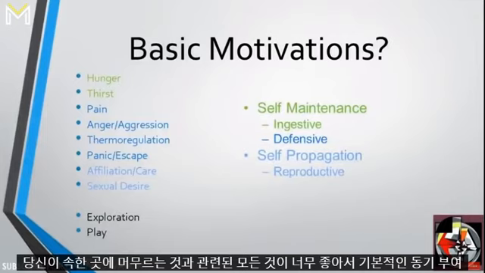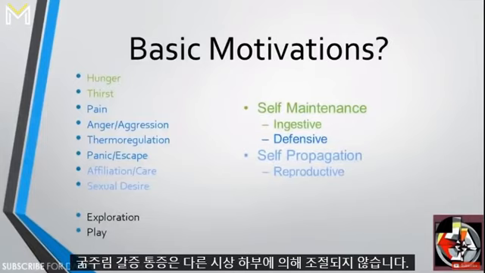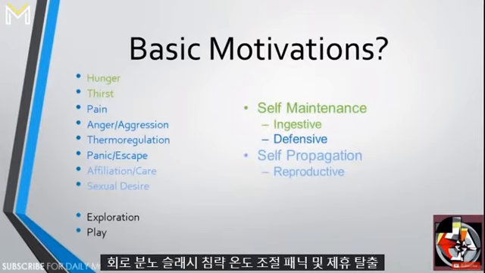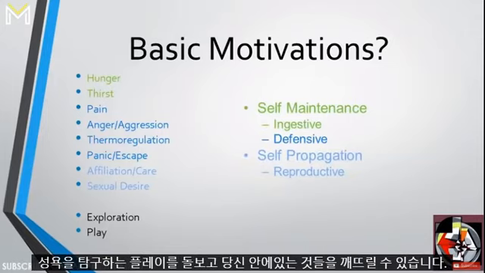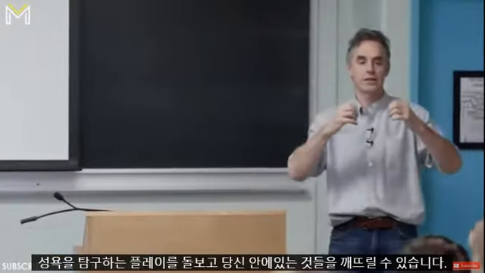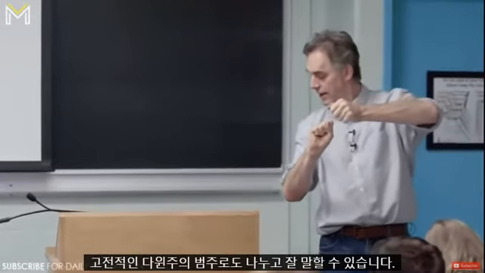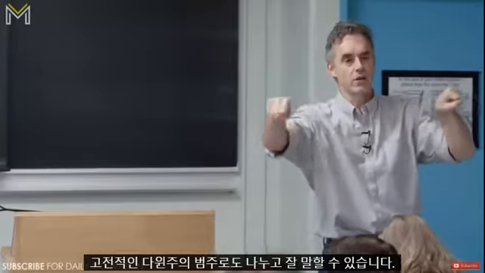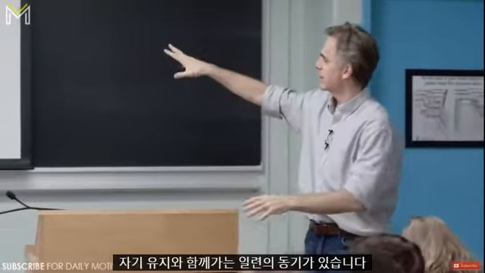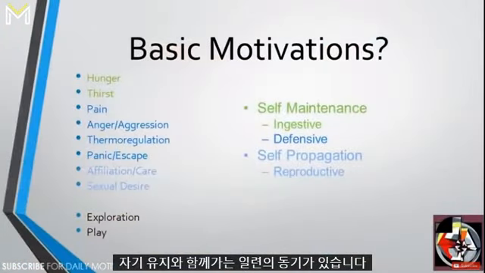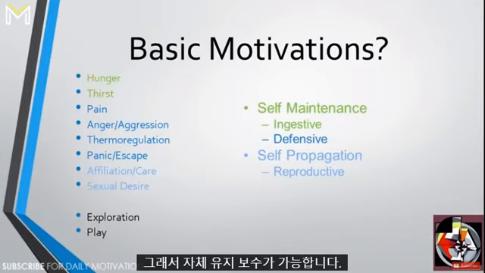So, basic motivations. Hunger, thirst, pain. Pain is not regulated by the hypothalamus. That's a different circuit. Anger/aggression. Thermoregulation. Panic and escape. Affiliation and care, sexual desire, exploration, play. You can kind of break those into the classic Darwinian categories too, and say, well, there's a set of motivations that go along with self-maintenance. That'd be your survival, ingestive and defensive.